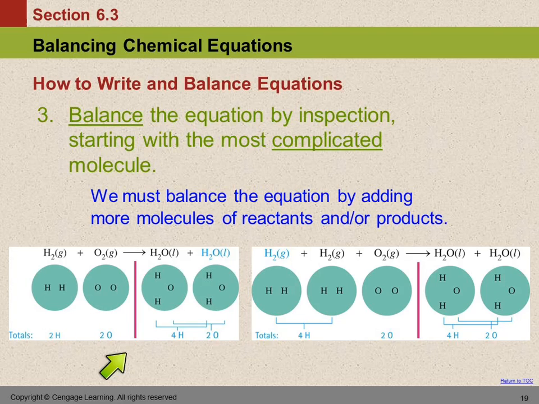The hydrogens were okay before. We had 2 and 2, but now we've got 2 over here and 4 over there. So the solution to that is to add another hydrogen on this side. And now we end up with 4 hydrogens on each side and 2 oxygens on each side, and it's balanced. And so then we're going to rewrite this equation and combine like terms and say there's 2 H2 plus O2 goes to 2 H2O.